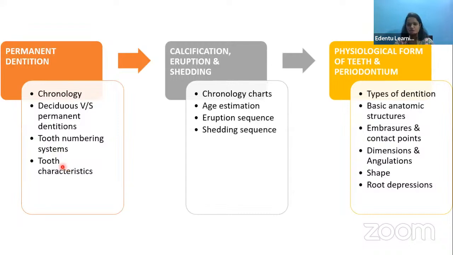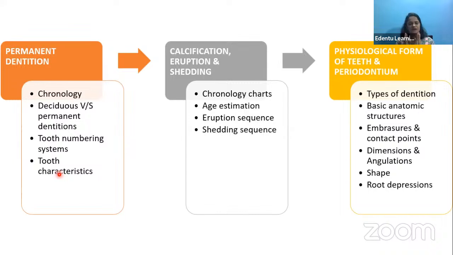Then each individual tooth characteristics. That is the main challenging part. For each individual tooth, in the dimensions, you should have a rough idea. The dimensions of every tooth you should have a rough idea, like which is the longest tooth and which tooth has the longest root, and which crown has more width mesiodistally.